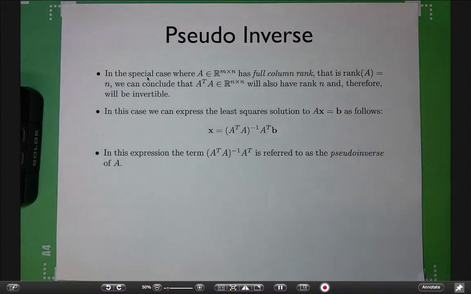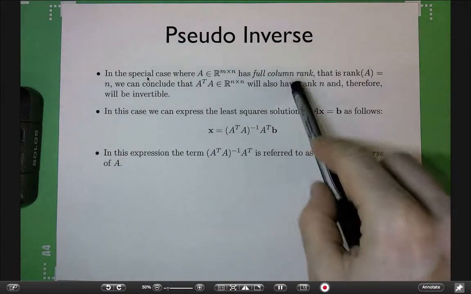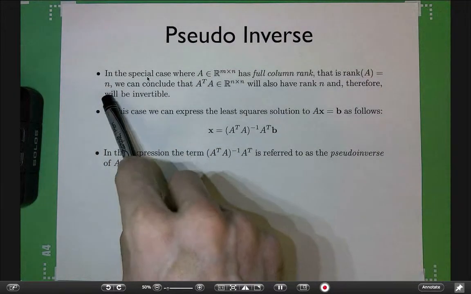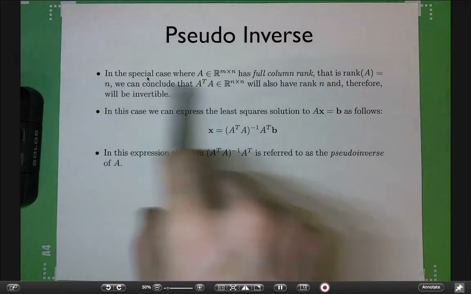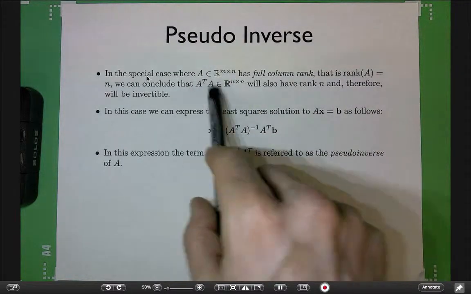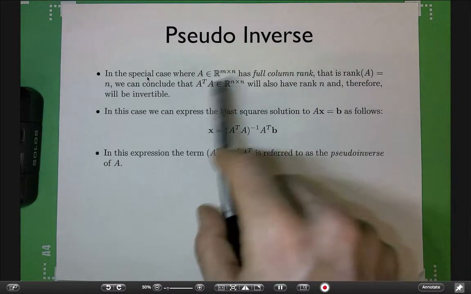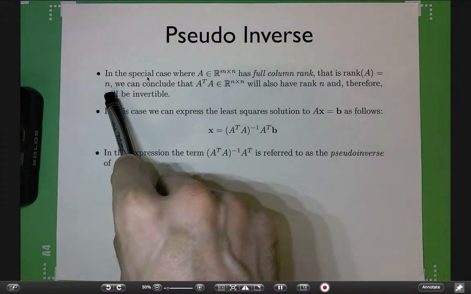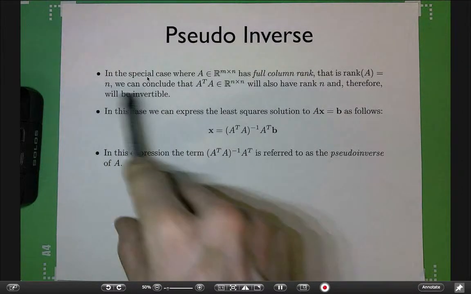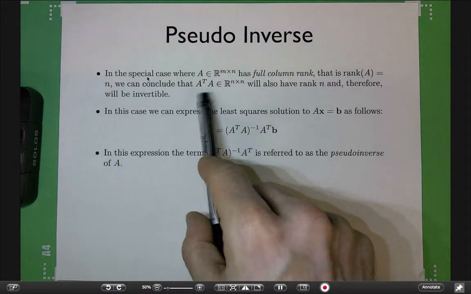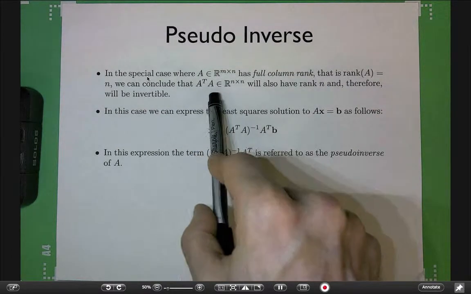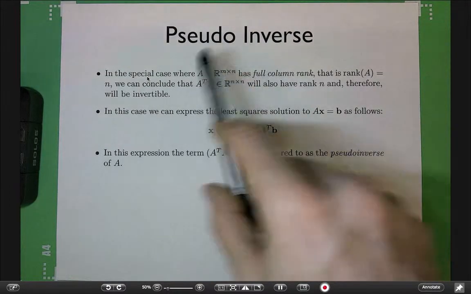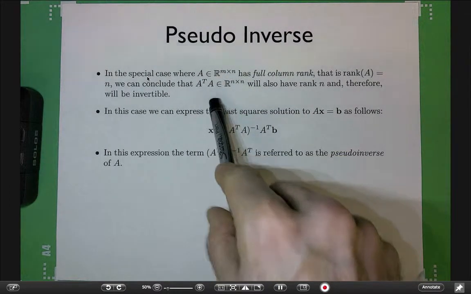If I assume that my matrix has full column rank, that the rank of A is n, the maximum rank it can have, then because the null spaces of A and A^T A are the same, the full rank means that the null space has dimension 0. Remember the formula from the four fundamental subspaces. Then the dimension of the null space of A^T A is also 0. That means it has full rank n, and if a square matrix has full rank, it is invertible.